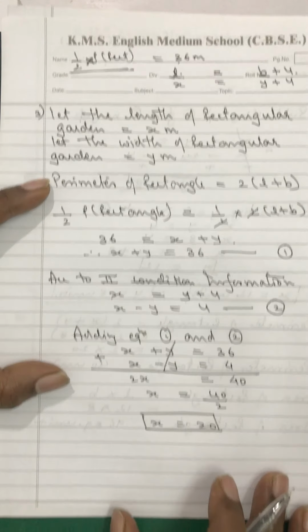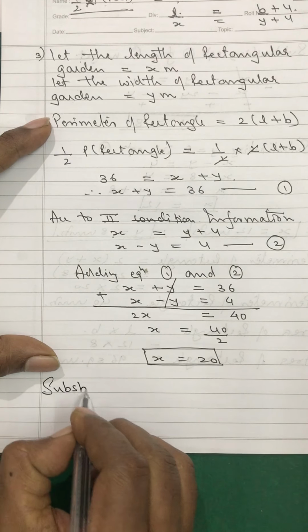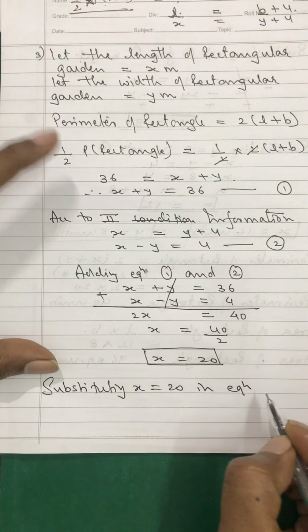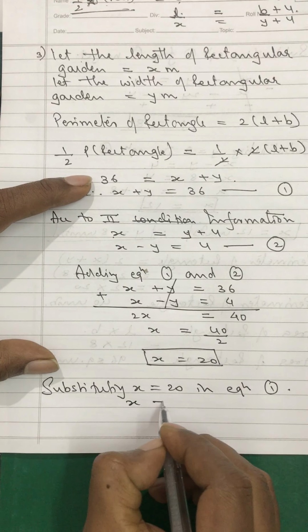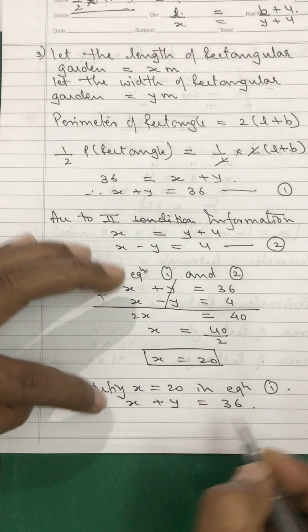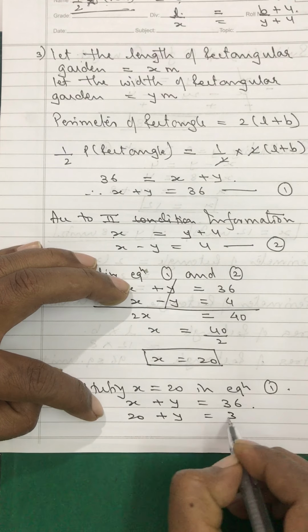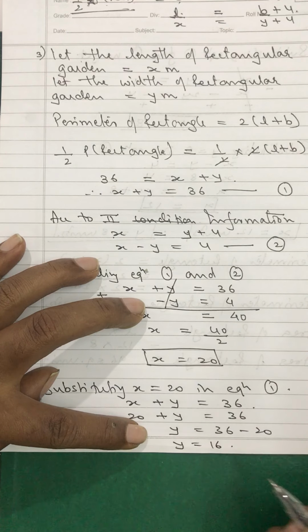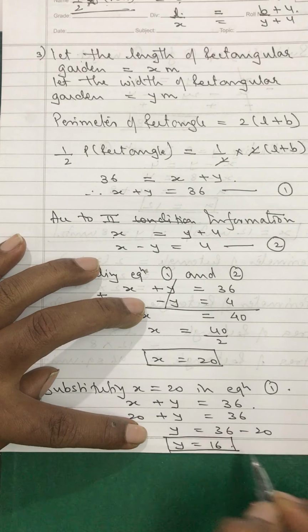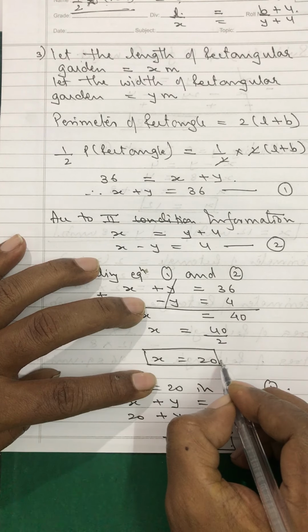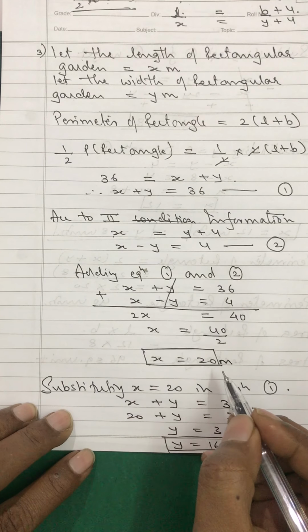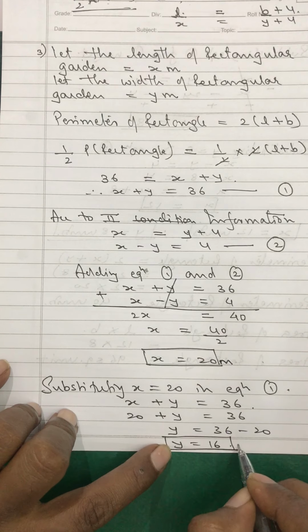Okay, x is equal to 20. Now in equation 1, x is equal to 20 plus 60. So you have got length is 20 meter, nothing else they have asked. Find the dimensions of the garden, that is all they have asked. So you can just write at the end: length of the garden is 20 meter and the breadth of the garden is 16 meter.